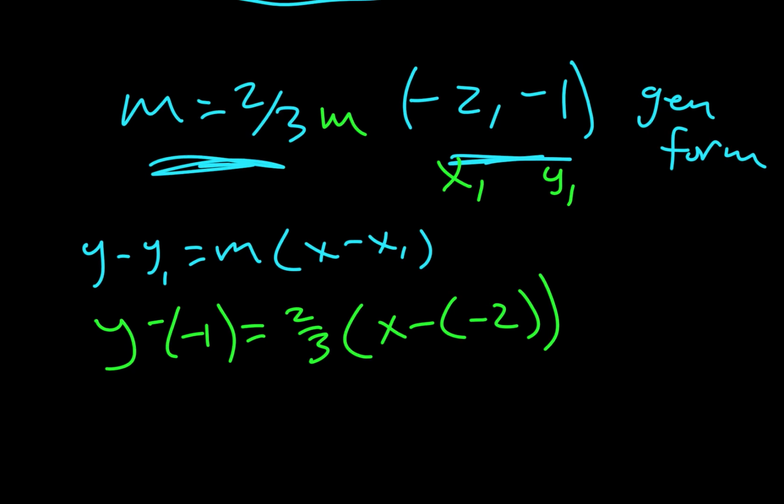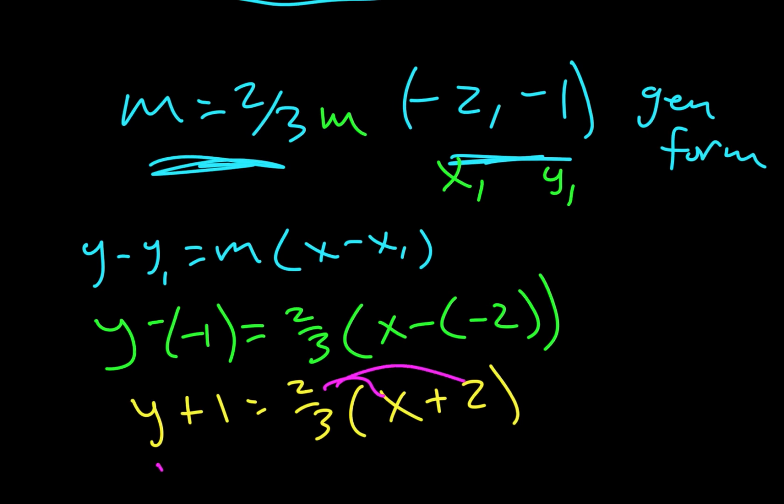So the first thing we want to simplify are these double negatives. So negative negative means positive, negative negative means positive. Okay. Next thing we need to do, we need to distribute 2/3. So we still have our y plus 1 over there. 2/3 times x is 2/3 x. 2/3 times 2 is going to be 4/3.